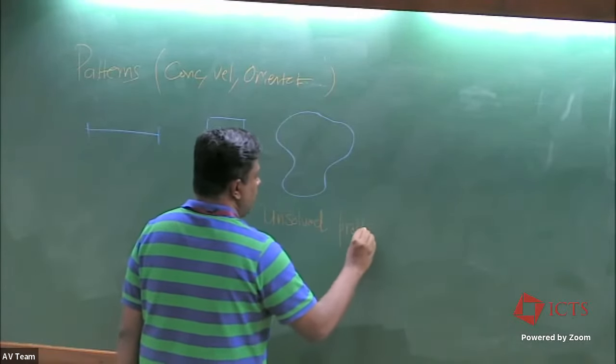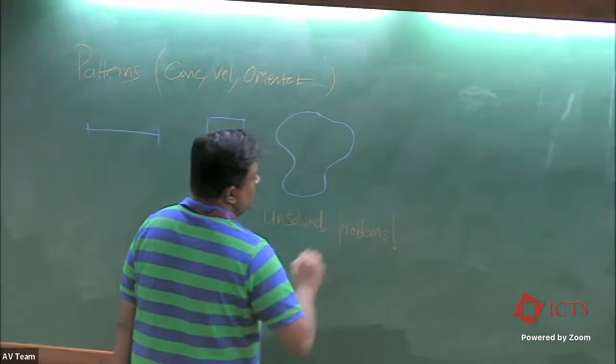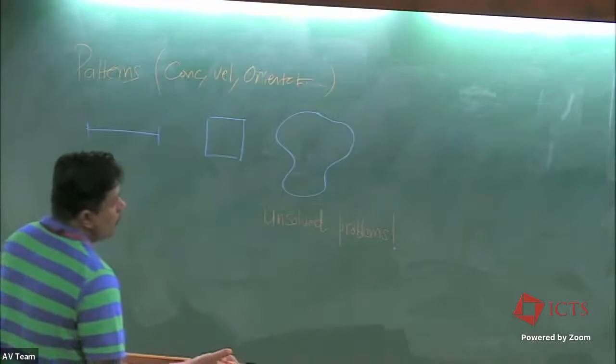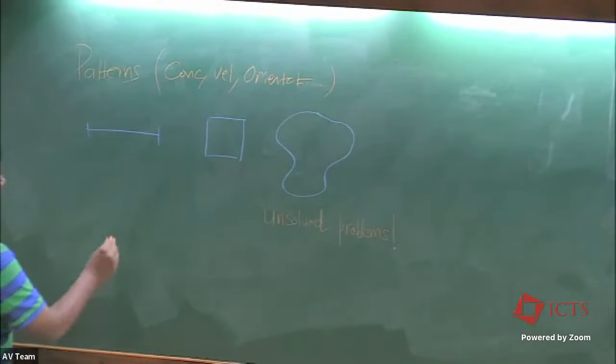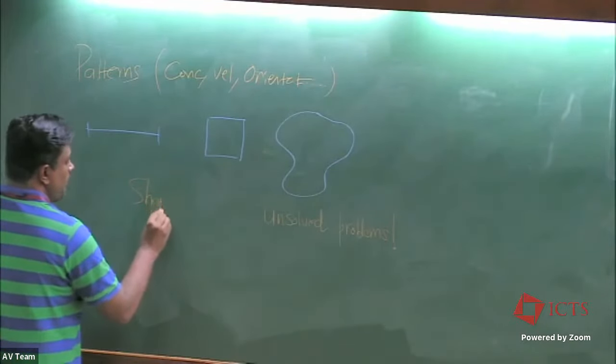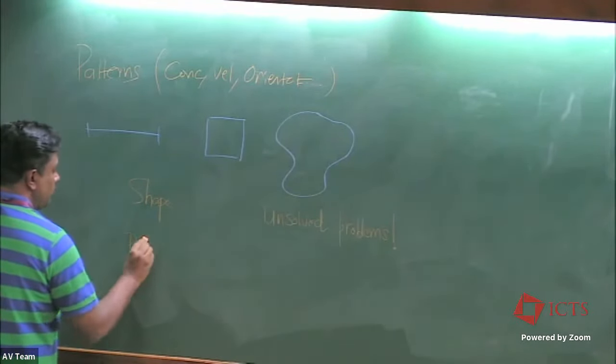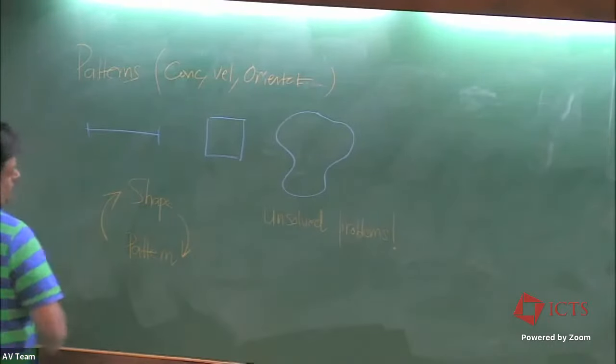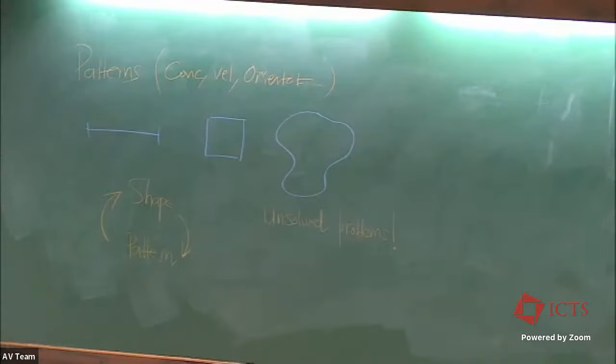shape controls patterns. Let's say you fix the shape, how curvature affects patterns. Can curvature lead to positioning of patterns? Can regions of high curvature attract concentration fields? Can regions of low curvature repel velocity? We don't know. So couplings between shape and pattern is something which is a really open problem. One would like to understand that.